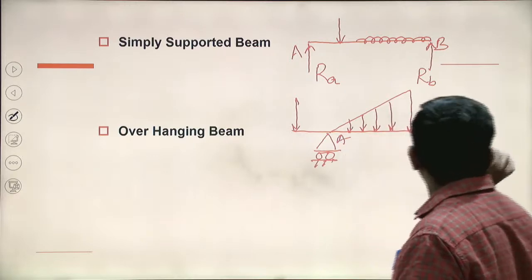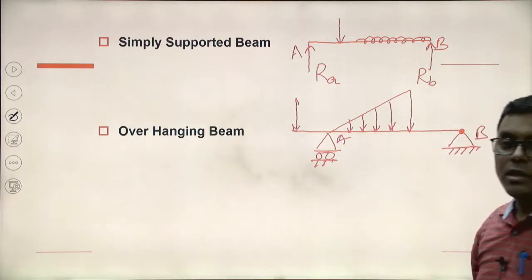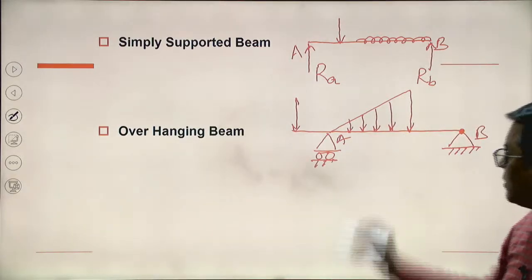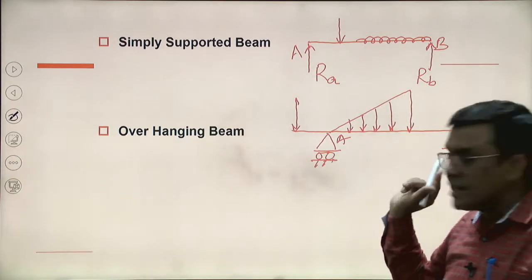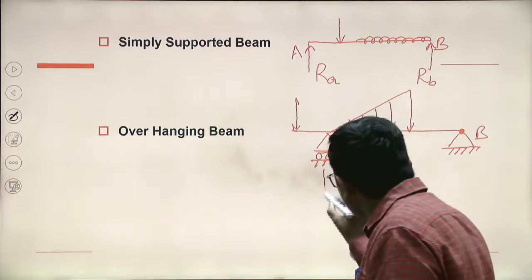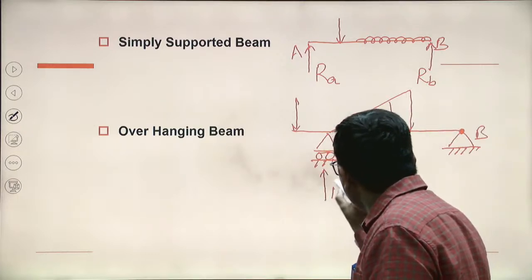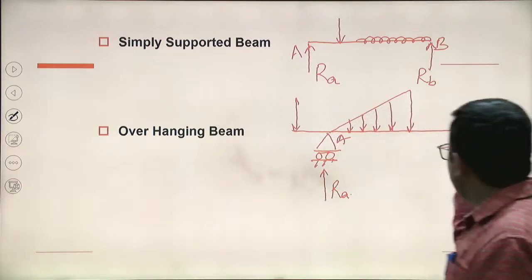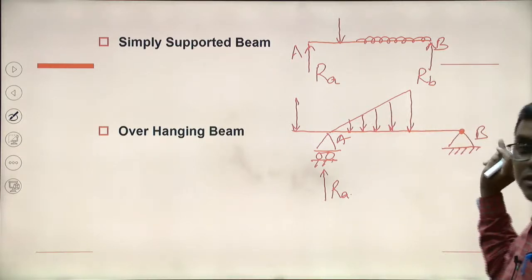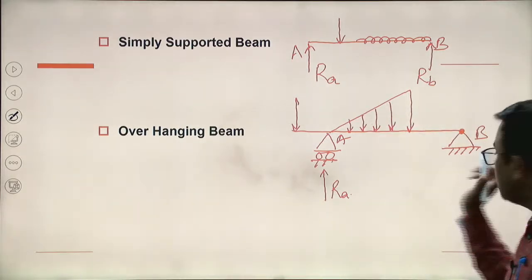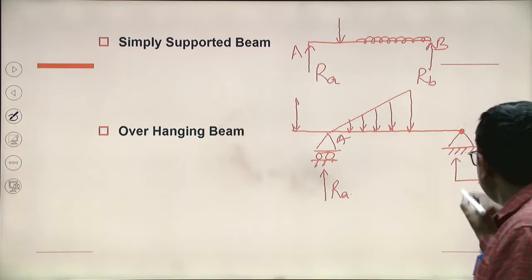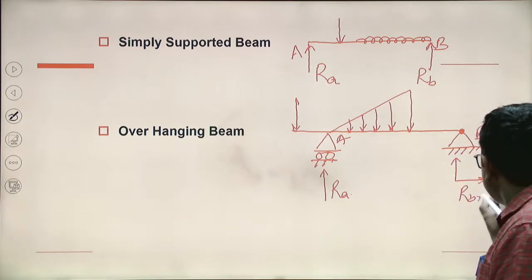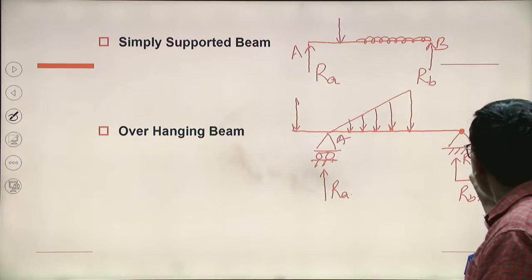Now A, B. How many support reactions will be there? At A, there is a roller support, so there is restriction only in one direction. So there will be one reaction force here, RA. Here it is a hinge. So at the hinge there is restriction in two directions. So there can be two reactions here, RBX and RBY.